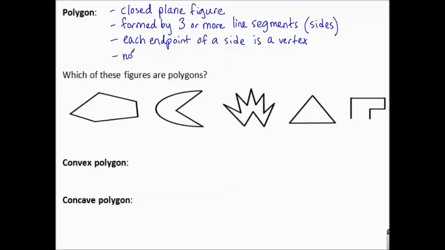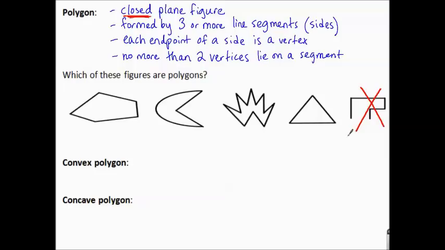And no more than 2 vertices, the plural of vertex, no more than 2 vertices lie on a segment. So some shortcut things to think about as we look for which of these figures are polygons. Closed plane figures. So closed. Which one of these is not closed? This last one is not closed. So this one is not a polygon because this one is not closed.